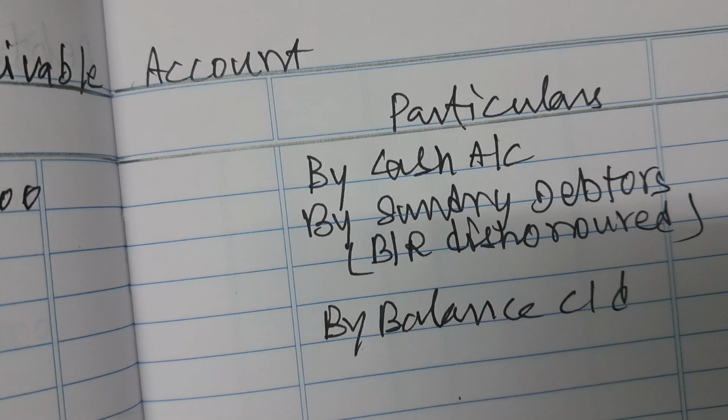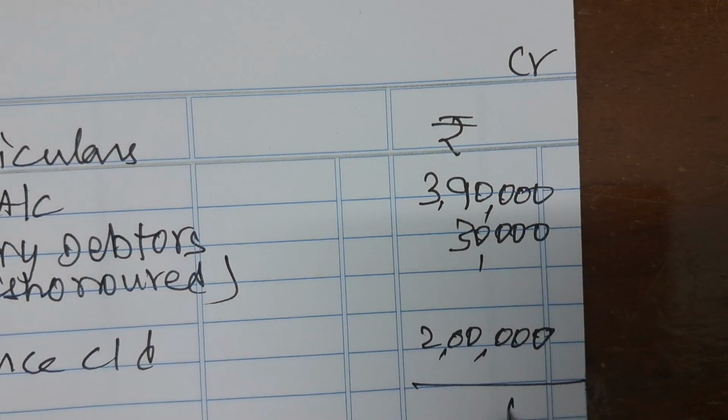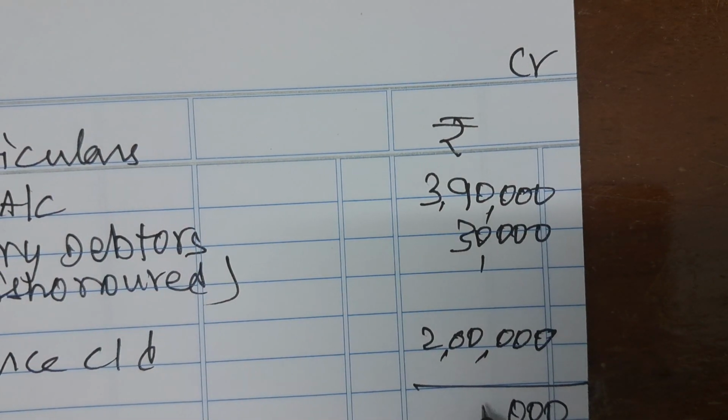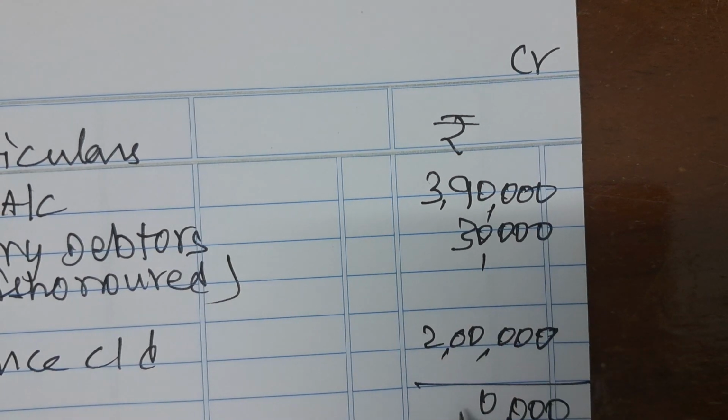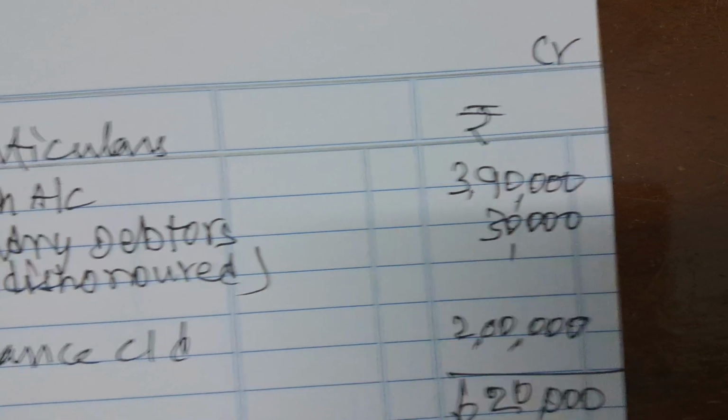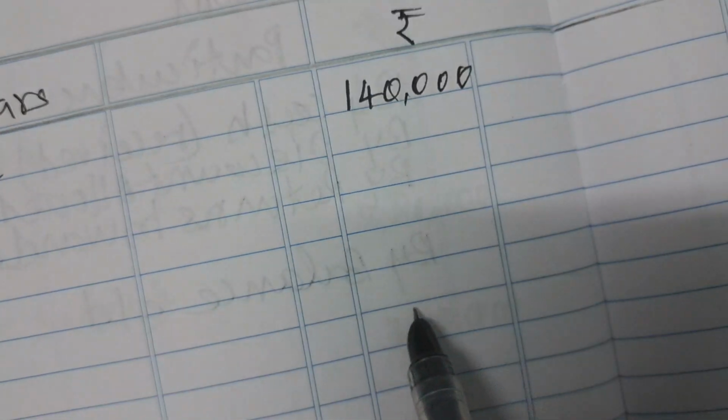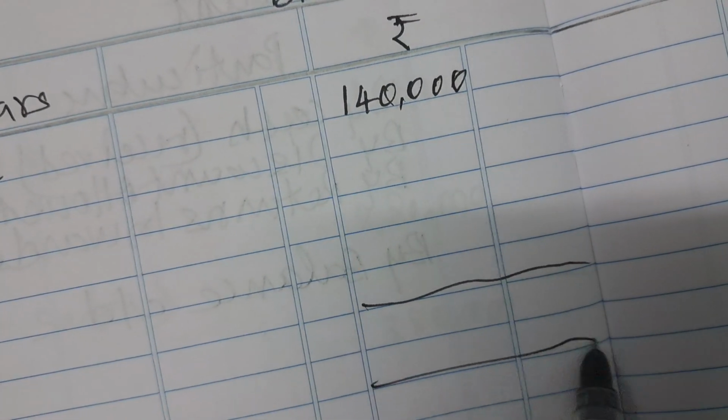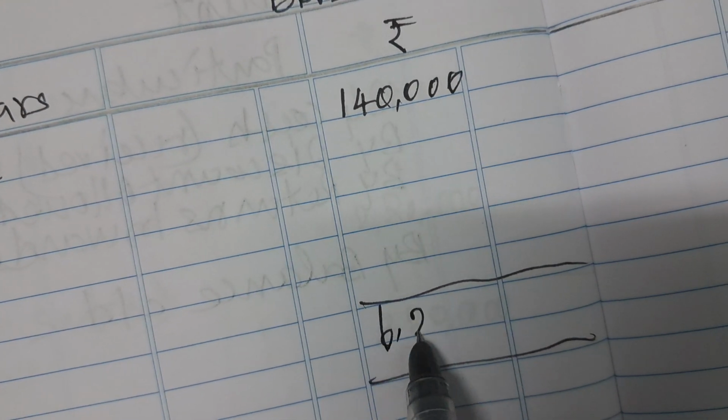Okay. Total: 0, 0, 0, 0. 9 plus 3, 12. 1 plus 2, 3, 3 plus 3, 6. 6 lakhs 20,000 is the total. The same total is entered on the debit side also, 6 lakhs 20,000.